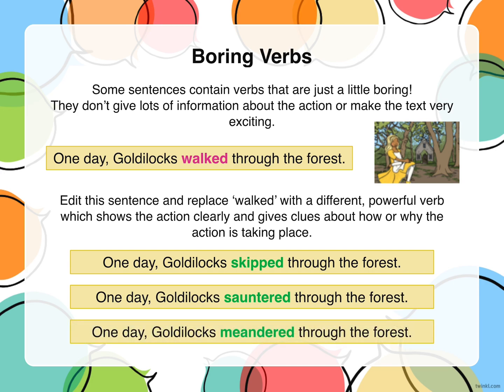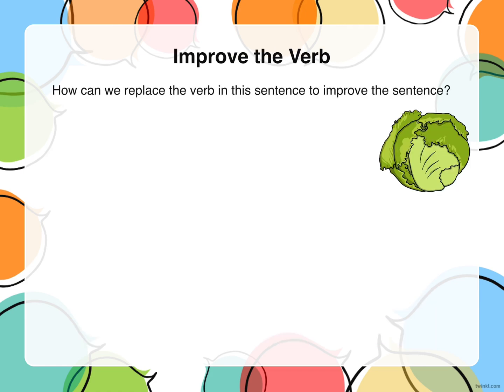One day Goldilocks meandered through the forest. What a word, boys and girls. I'm not going to tell you what that is. If you want to know what that is, you need to go and find that one out on your own. If you don't have a dictionary, you have the internet. Okay, so what we're going to do is we're going to think about more replacing verbs. We're going to practice this together, okay? And then you're going to go and do an activity independently.